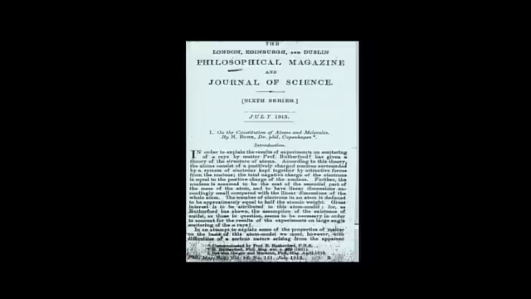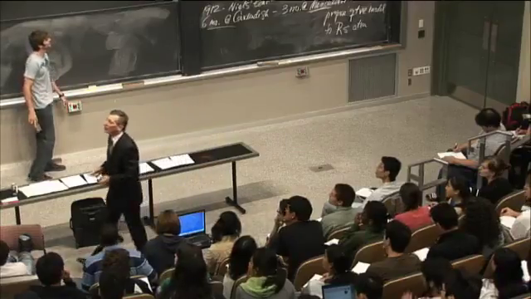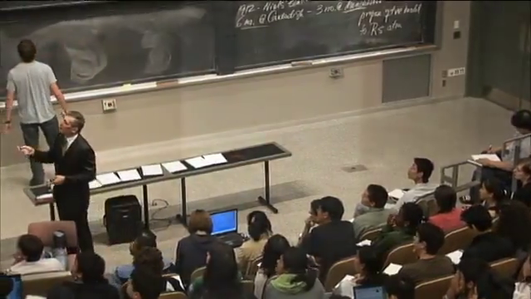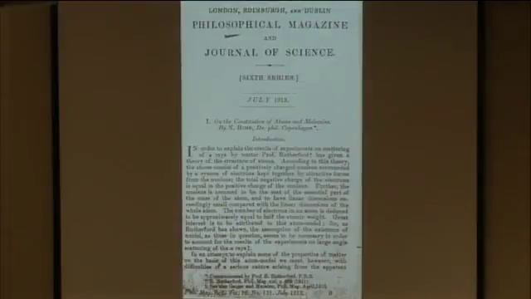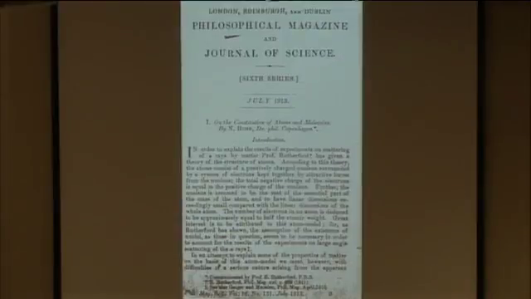This is not Google. This is not Wikipedia. This is a primary source. This is how science is communicated. So this is a journal. It's called Philosophical Magazine and Journal of Science. It goes all the way back to the 1600s.